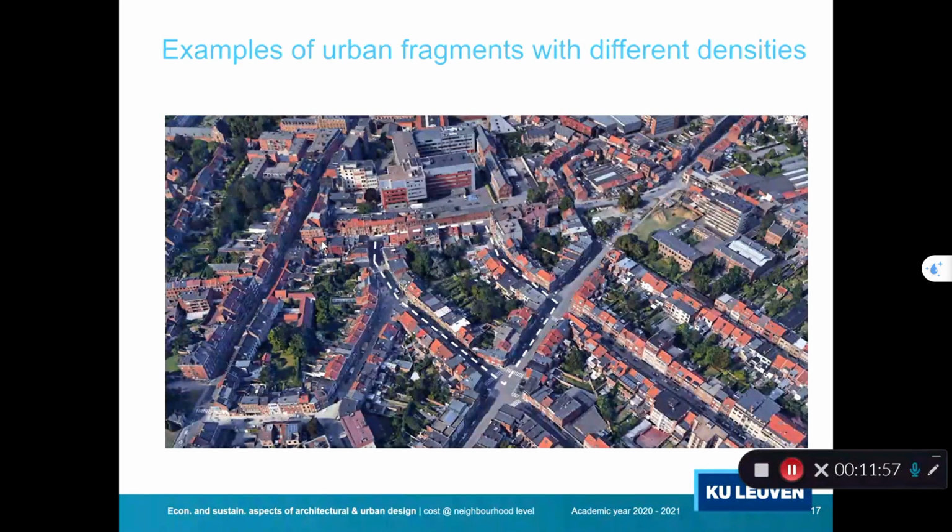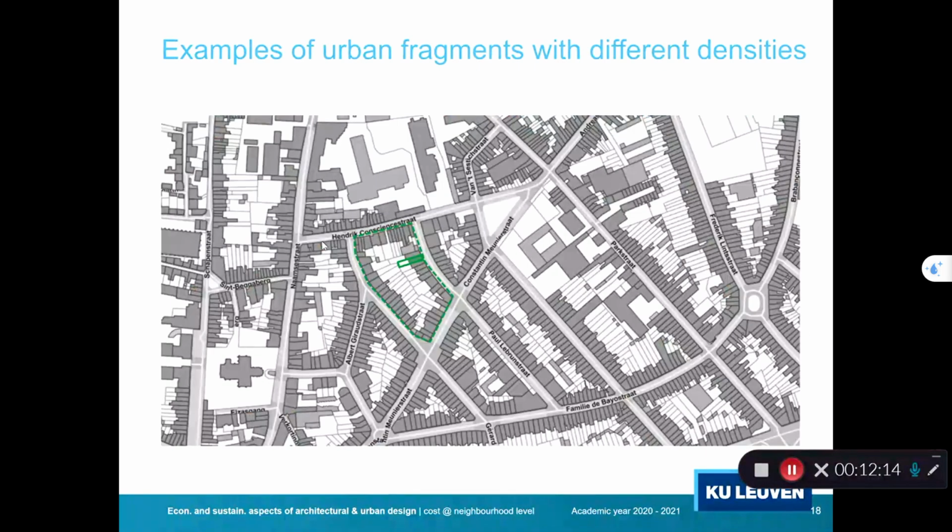A second urban fragment are terraced houses. So we see here an urban block consisting of terraced houses with inner gardens surrounded by these buildings. There are no internal roads, so again we only have external infrastructure. This is the plan, so we have a terraced house with its own private garden, and this is the external infrastructure serving this whole urban block.